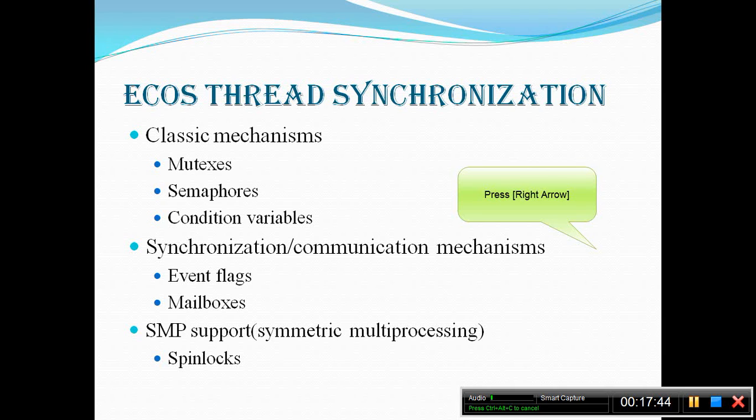And next are condition variables. A condition variable is used to block a thread until a particular condition is true. Condition variables are used with mutexes to allow multiple threads to access shared data. In eCos, condition variables are typically used in conjunction with mutexes to implement long-term waits for some condition to become true.